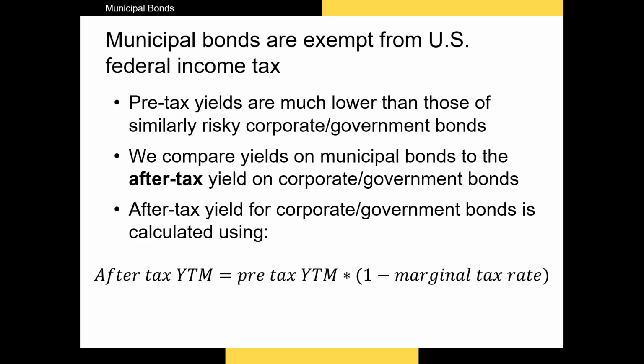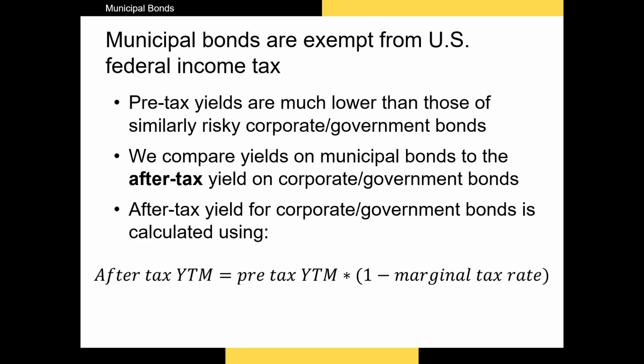The formula we use to determine the after-tax yield to maturity for corporate bonds is provided here. We multiply the pre-tax yield by 1 minus the investor's marginal tax rate. The marginal tax rate is the rate in an investor's top tax bracket. We use this number because if an investor is considering buying a bond, that bond will add some interest income to their taxable income on top of what they're already earning. The big difference between this formula and the formula we use for municipal bonds is that the pre-tax yield and the after-tax yield for municipal bonds is the exact same.